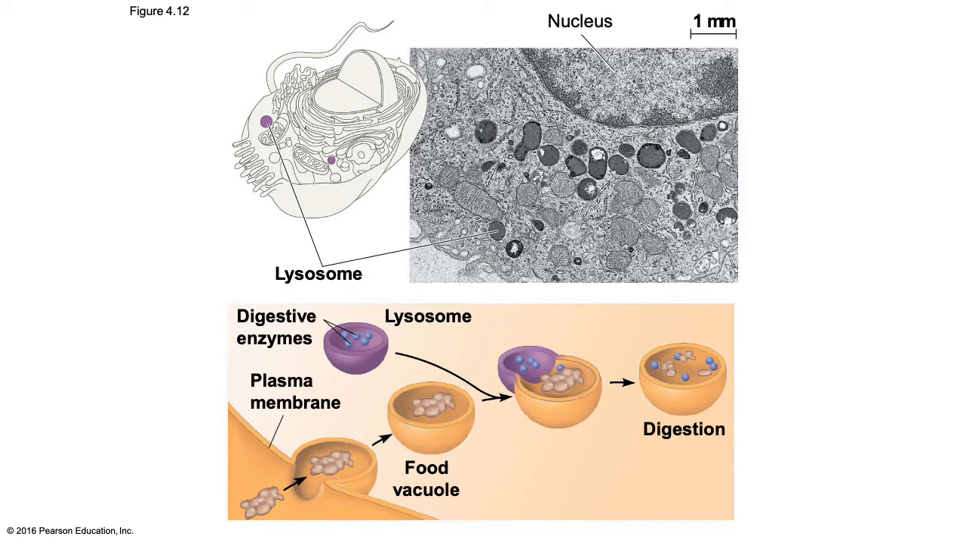We'll talk about vacuoles in a second, but a vacuole is like a big vesicle. The digestive enzymes can merge and break down the food, and then the cell can use that broken down food for whatever it needs to do with it.